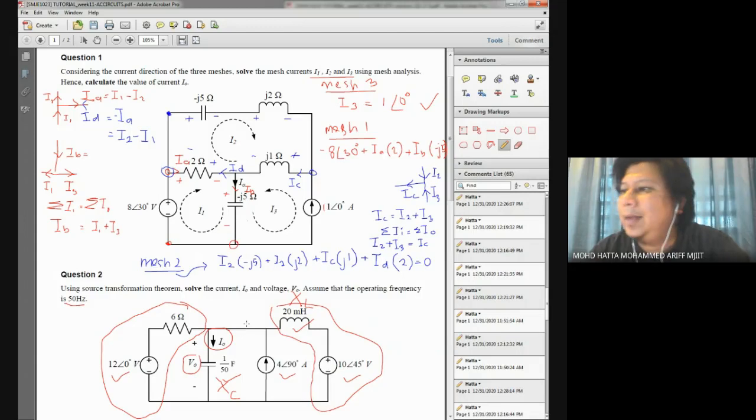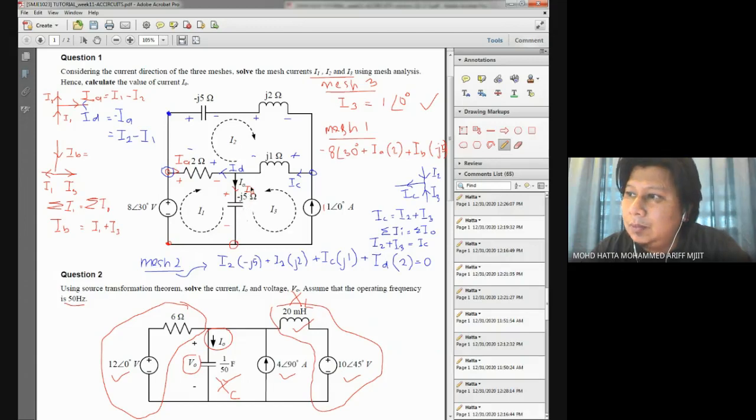Okay. For mesh number 2, if you substitute all the current definitions, for example, we have IC given by I2 plus I3, and for ID here, we have I2 minus I1. If you substitute all the equations and write it back, you will end up with also two unknown variables, which are I1 and I2. And solving those two unknown variables, I1 and I2, lastly, you will get your IO.